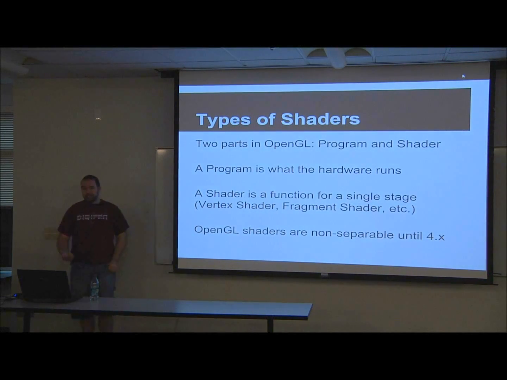So in OpenGL, shaders are broken into two parts. They have a shader program and then the shader object. A program is the thing that you actually give to the hardware, whereas a shader is a single stage. So you hear vertex shader versus fragment shader, for instance. Shaders are the ones that specialize to each of those, but you have to combine them into a single program.